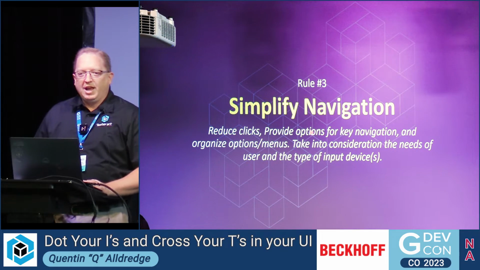All right, simplifying navigation. So this idea is you want to make it easy to get to stuff. Reducing clicks, making sure things are navigable, take into account what is the input device that's going to be used. Is the user going to want to be able to, rather than have to move the mouse around, do they want to just hit arrow keys to move up and down, or tab keys?